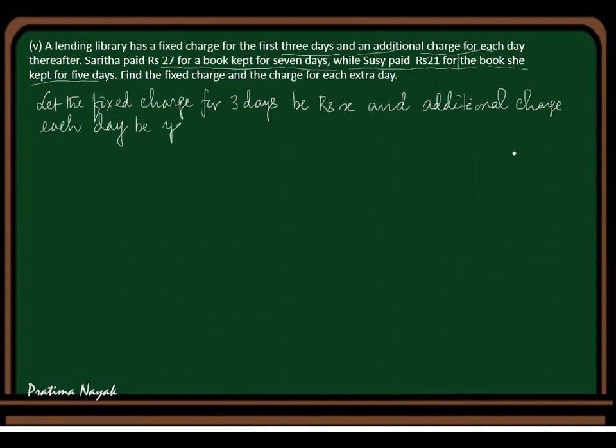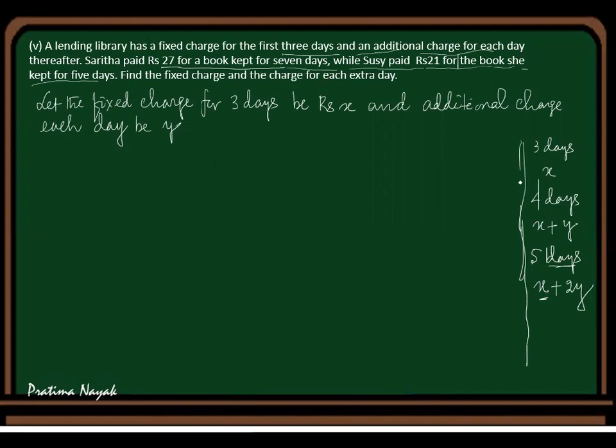What does it mean? If I keep the book for 3 days, then I have to pay only X. If I keep it for 4 days, I'll give X as well as 1 day extra, that is Y. If I keep the book for 5 days, for 3 days I'm paying X, for the rest 2 days I'm giving 2Y, and so on. So for 3 days you have to pay no Y.